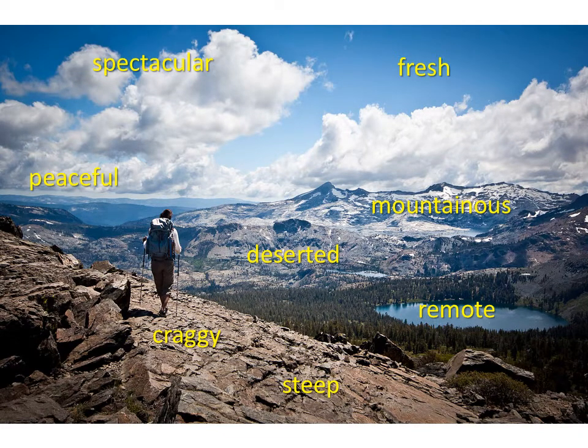So let's look at some of the adjectives that you might have chosen. On the screen is some which I decided for the picture. I've got fresh, mountainous, remote, deserted, steep, craggy, peaceful, spectacular. So the first thing I need to remember in a good description is I'm going to be using lots of adjectives, and there are going to be lots of interesting, hopefully ambitious adjectives to make my description interesting.